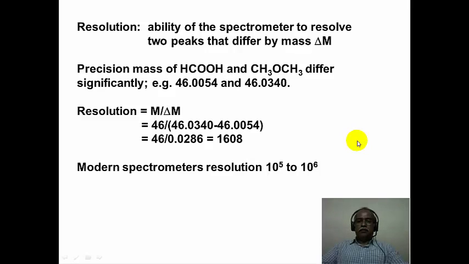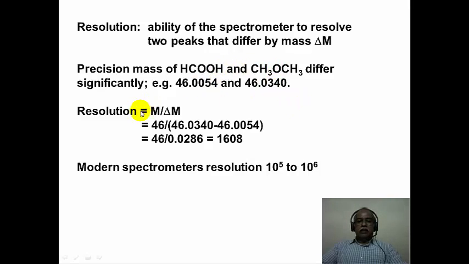Before we go on, let us define what is the resolution of a mass spectrometer. How do we define it? The definition is the ability of the spectrometer to resolve two peaks that differ by a mass difference of delta m. Let us say there is a mass of m1 and m2. m1 minus m2 is essentially the delta m. The precision mass of formic acid and dimethyl ether differ significantly. In other words, if you take the difference between these two, it corresponds to 0.0286. That is the difference between the accurate mass of the formic acid and dimethyl ether.